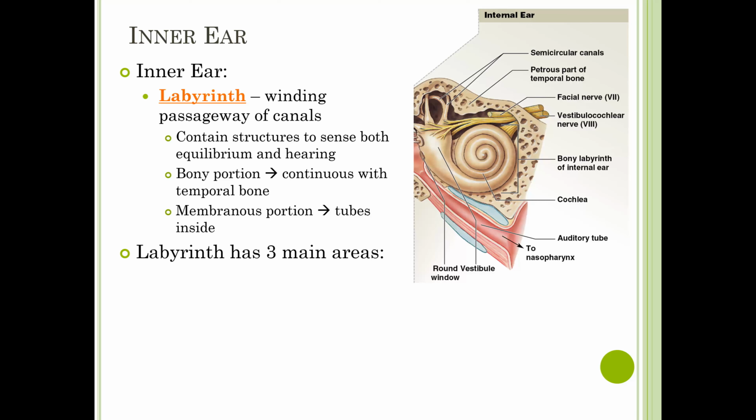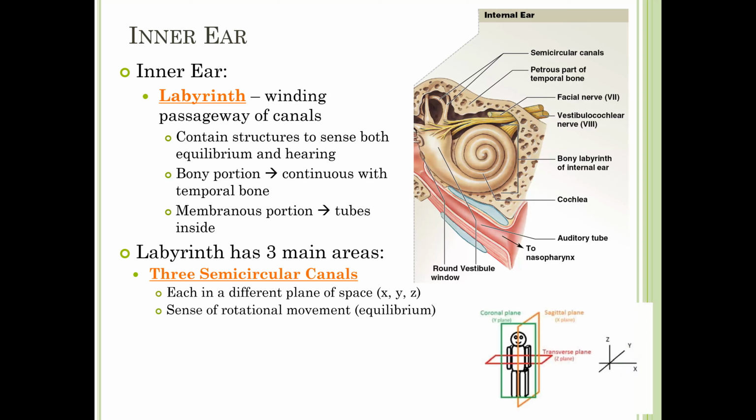We're going to introduce them here and then go into more detail in later sections. The first one are the semicircular canals up here at the top. You have 3 semicircular canals in each inner ear, and each one of the semicircular canals is in a different plane of space, so like the X, Y, and Z planes, or you can also think of it as like your coronal, sagittal, and transverse planes. These allow us to have our sense of rotational movement, which is part of our sense of equilibrium.